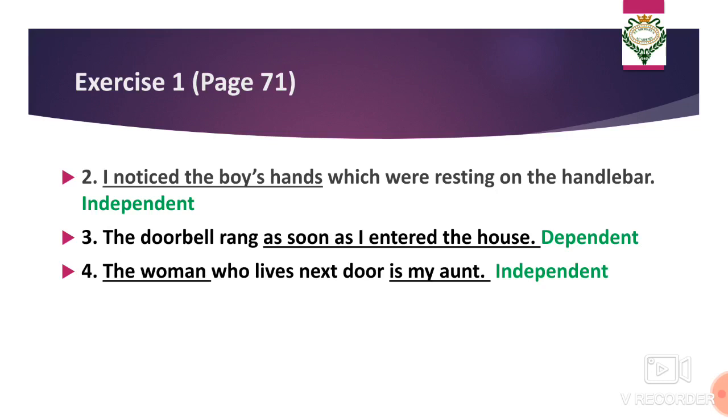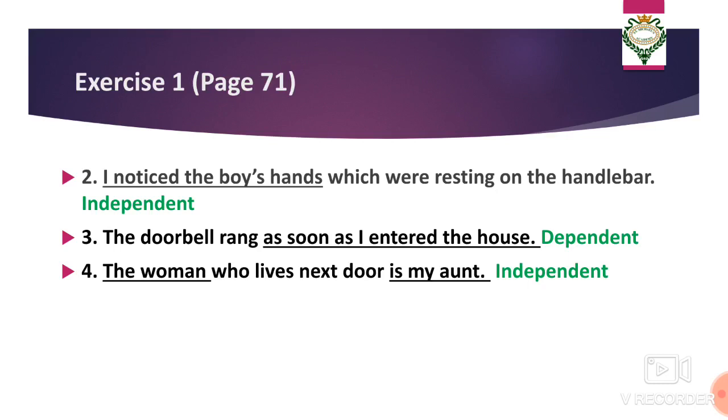The doorbell rang as soon as I entered the house. So as soon as I entered the house, in this part we have I as the subject, entered as the verb. But as soon as I entered the house does not make complete sense, and it depends on the first half, the doorbell rang, for its complete meaning. That's why it is a dependent clause.